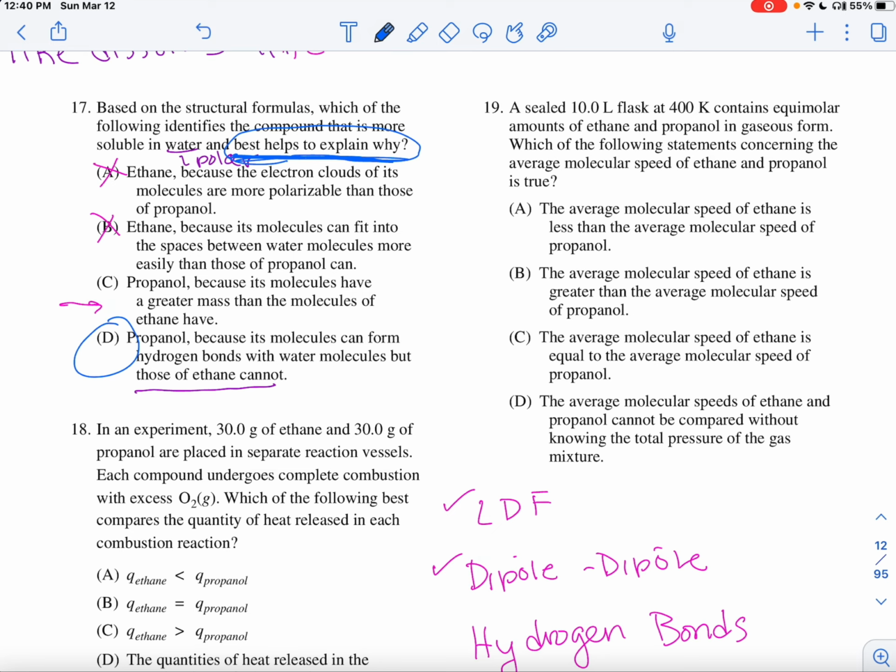So the question that was posed on your document was how do hydrogen bonds interact with ethane and propanol? I think I explained that because water has hydrogen bonding between itself, but it's not going to interact with ethane because ethane does not have hydrogen bonding. So hopefully that takes care of that one.